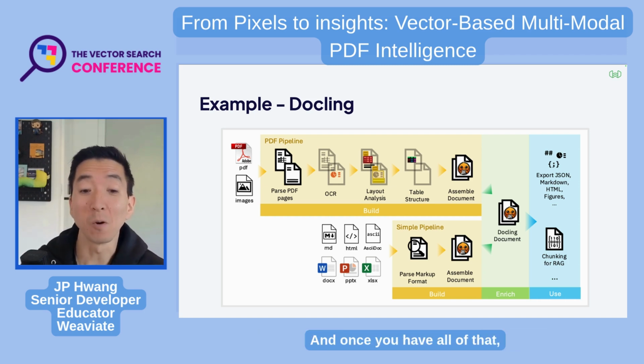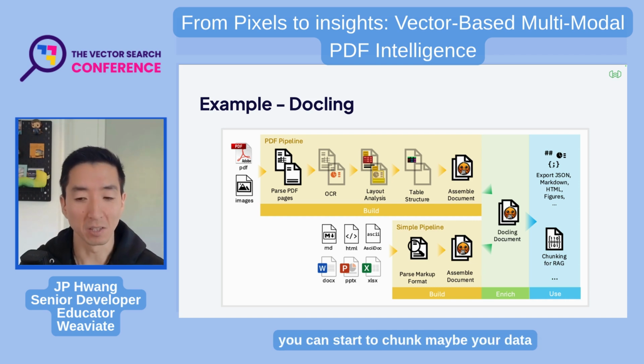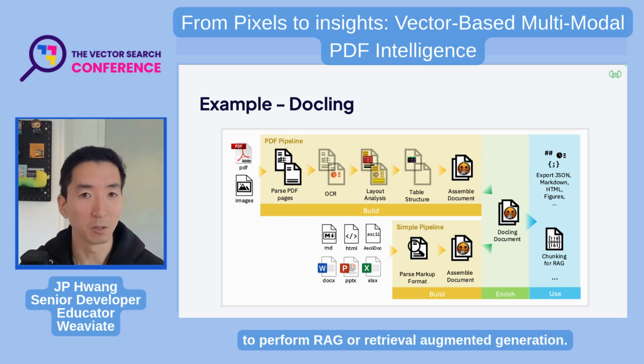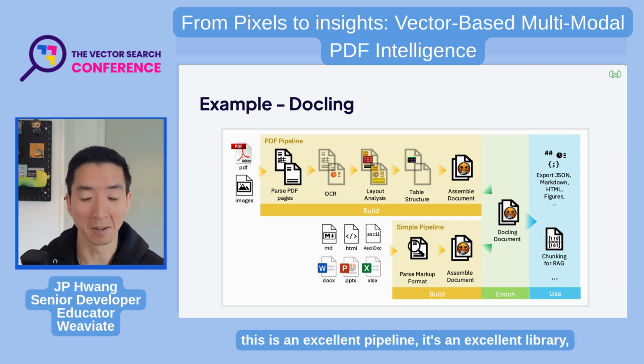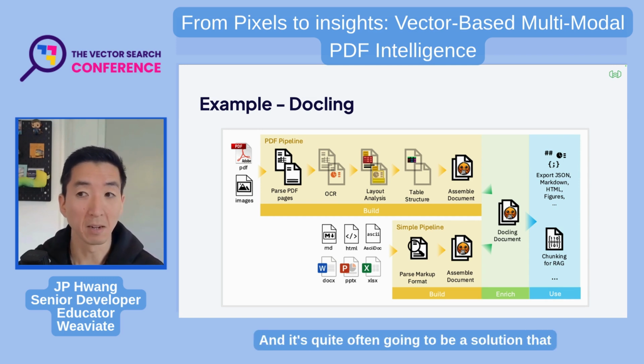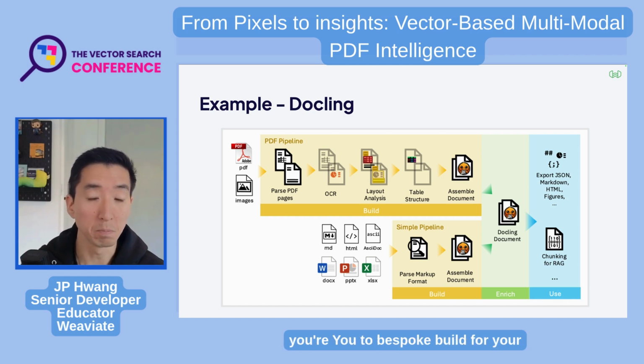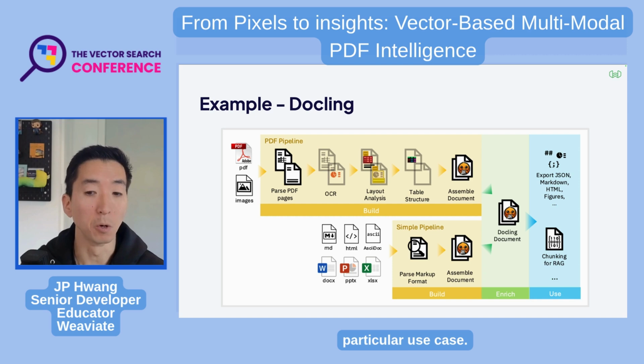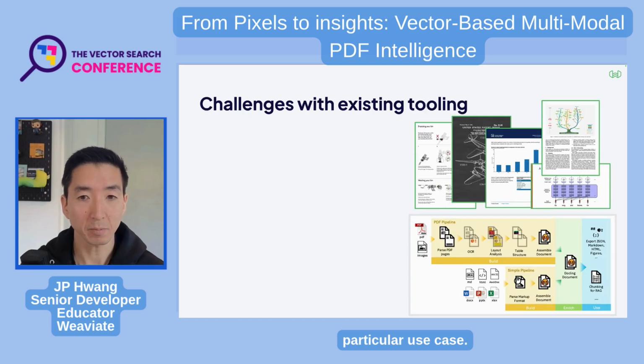And once you have all of that, you can start to chunk maybe your data to perform RAG, or retrieval augmented generation. And look, this is an excellent pipeline. It's an excellent library, but you can see there's a lot of steps, a lot of decisions to be made, and it's quite often going to be a solution that you need to bespoke build for your particular use case.